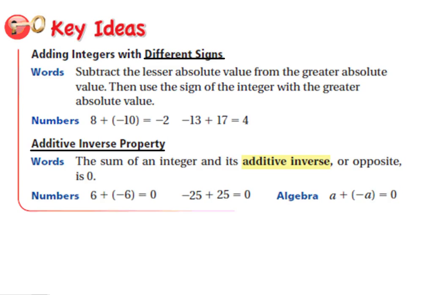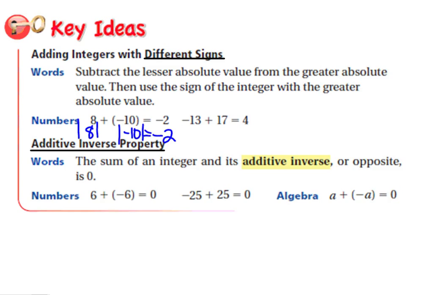The absolute value of 8 is 8, and the absolute value of negative 10 is 10. Now you take the larger number minus the smaller number. 10 take away 8 is 2, but you keep the sign of the larger number. Since negative 10 is larger, you're going to keep it negative.